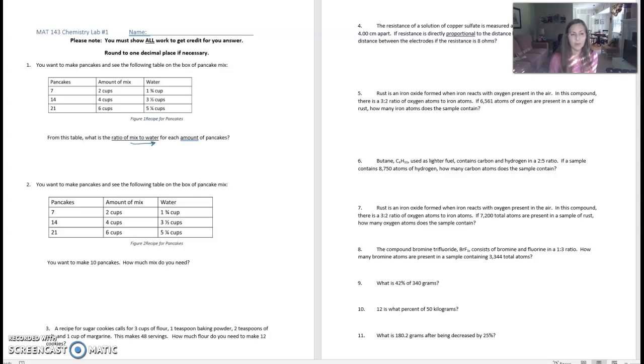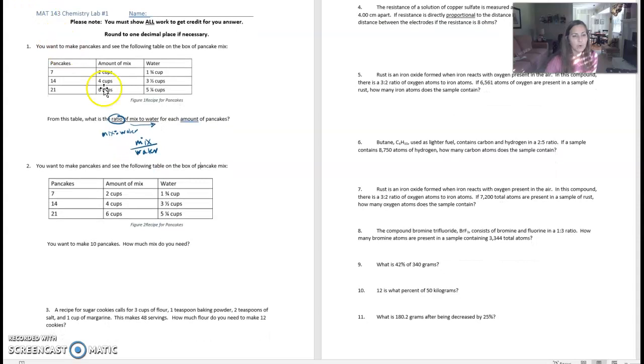Remember, ratio can be written two ways. So you can do mix to water, okay? So you can use a colon, or you can use a fraction. So mix over water. Those are two ways to represent a ratio, and the order matters. Mix comes first, water comes second.